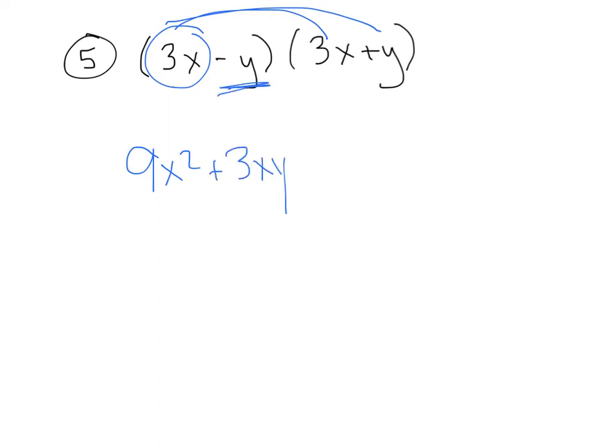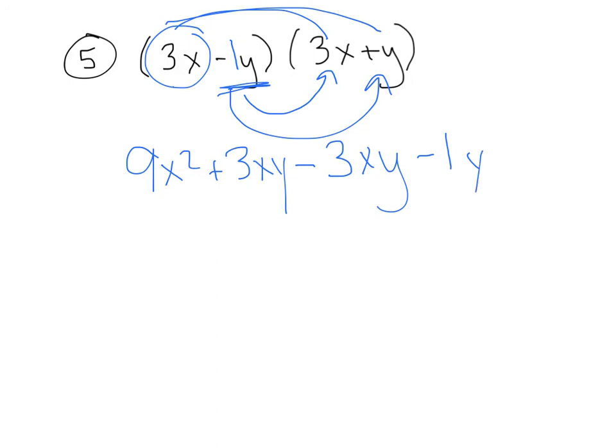Now I'm going to take this minus y. Remember, that's a minus 1y. So I'm going to distribute that here. So minus 1y times 3x, I'm going to have minus 3xy. Then the minus 1y times the y, I'm going to have a minus 1. And then y times y is y squared.